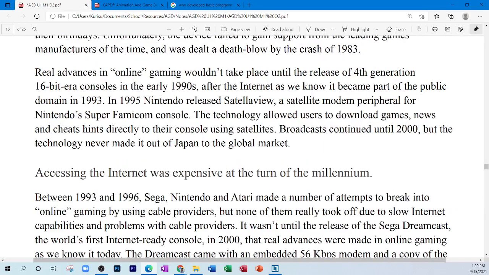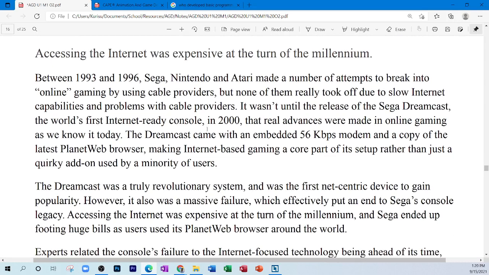So now we're at accessing the internet was expensive at the turn of the millennium. Zane.